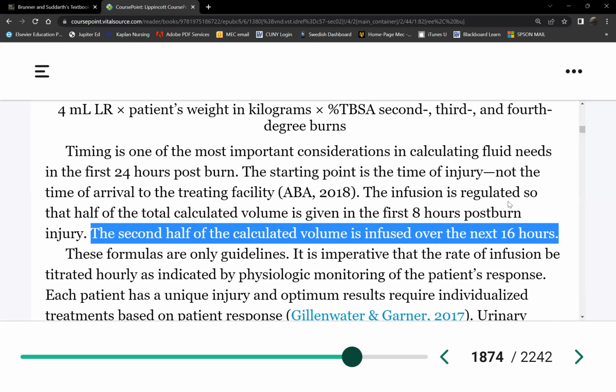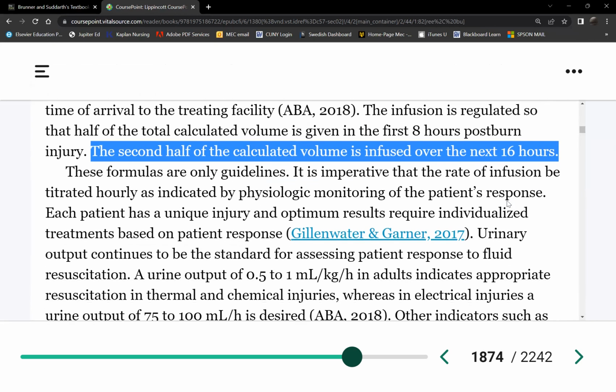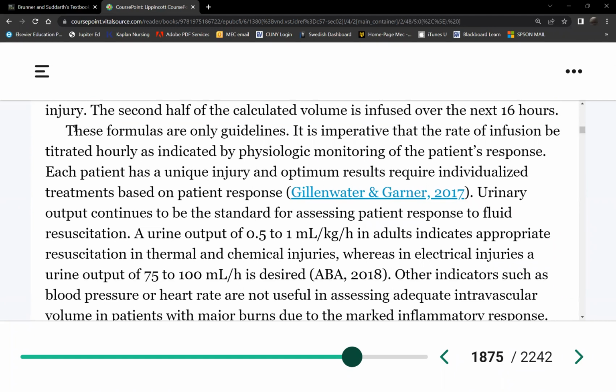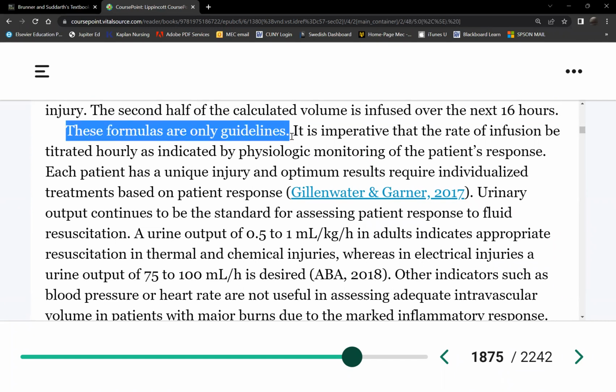You do a calculated guess. Take note, these formulas are only guidelines. So how do we know that our fluid replacement is accurate? Let's give the example of a burn that nobody saw, so nobody knows what time the patient got burned. And what's the other variable here? The weight. Is the weight accurate?